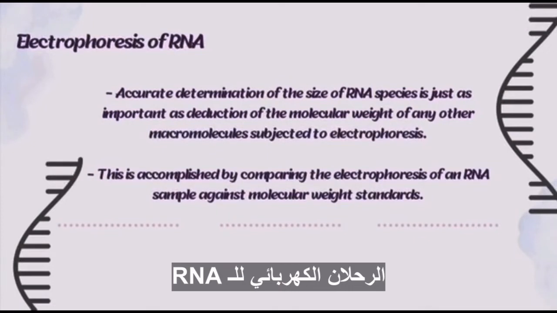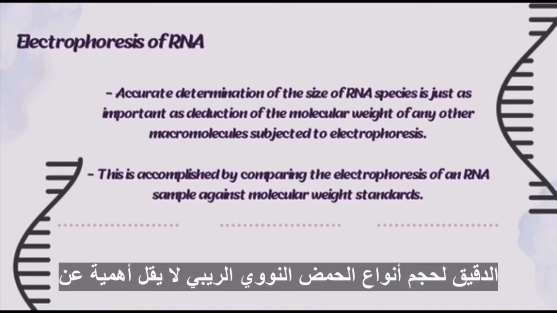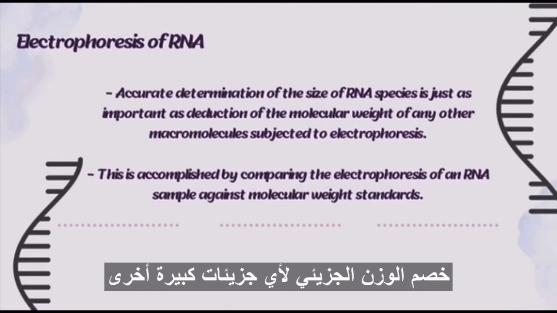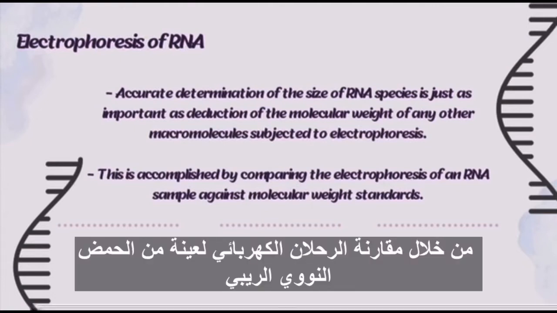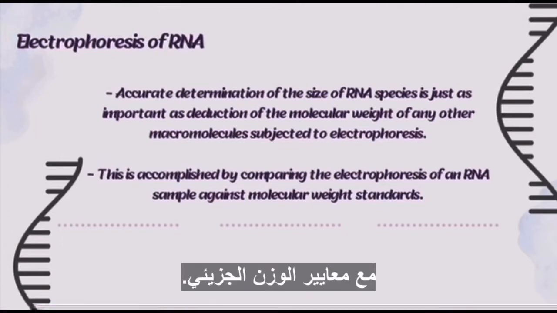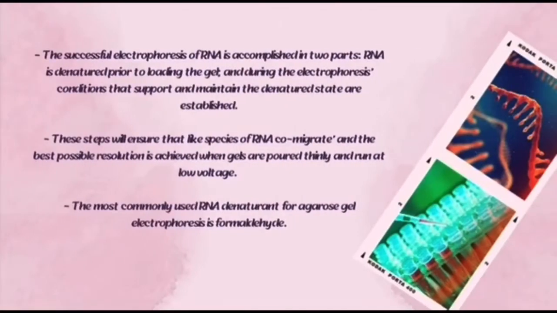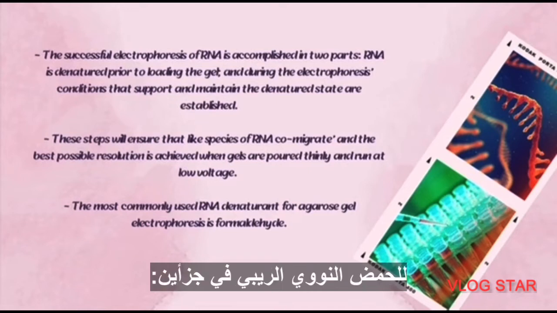Electrophoresis of RNA. Accurate determination of the size of RNA species is just as important as detection of the molecular weight of any other macromolecule subjected to electrophoresis. This is accomplished by comparing the electrophoresis of an RNA sample against molecular weight standards. The successful electrophoresis of RNA is accomplished in two parts.